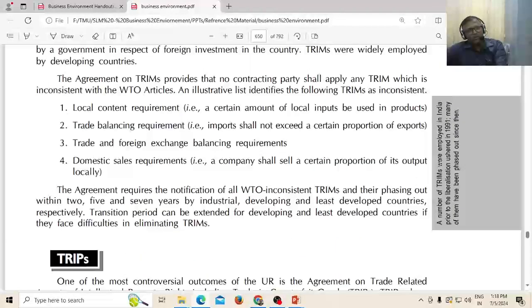Thus, I am again repeating the list of TRIMs identified. First is the local content requirement, that is, a certain amount of local inputs should be used in the product. Second is the trade balancing requirement, that is, imports shall not exceed a certain portion of exports. Third, the trade and foreign exchange balancing requirements. Last is the domestic sales requirement, that the company shall sell a certain portion of its output locally.